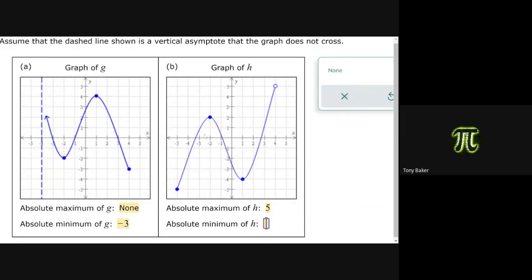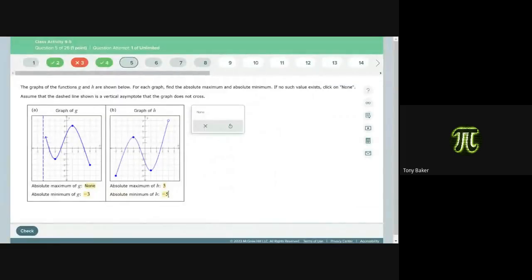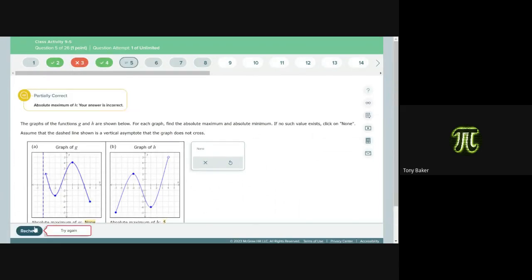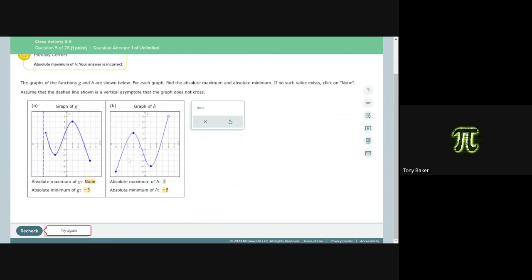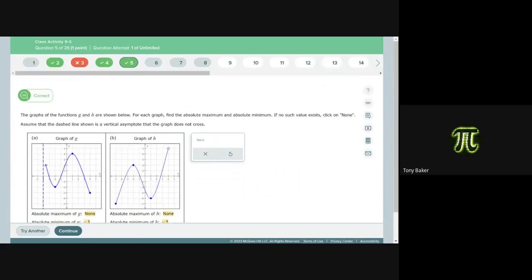What's the minimum? This one's pretty easy. That one's -5. Let's find out. Beauty of doing things live in class and not knowing the answer. Okay, let's see if it's none. If it's 2, then I'm going to yell at Alex. Nope, it's none.